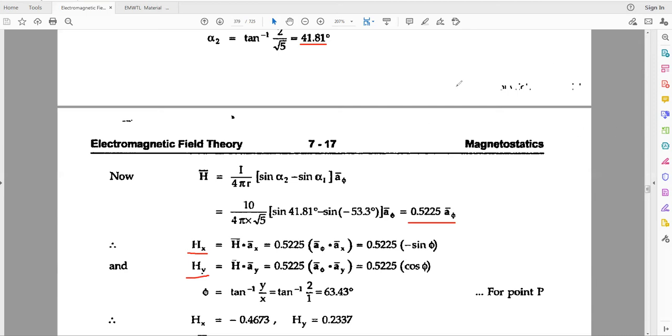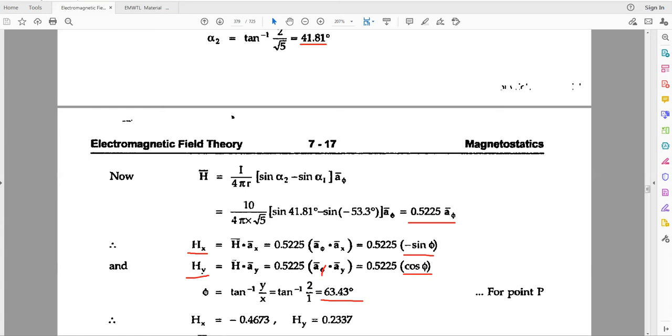Okay, the conductor is on the z-axis. The first one is a long straight conductor of infinite length. Now we can take the same thing, the conductor from 0 to 5 meters. So H bar dot Ax bar and Ay bar: a phi dot ax is minus sin phi, and a phi dot ay is cos phi. The phi value we already know, that is tan inverse y by x, 63.43. The previous day also we did.